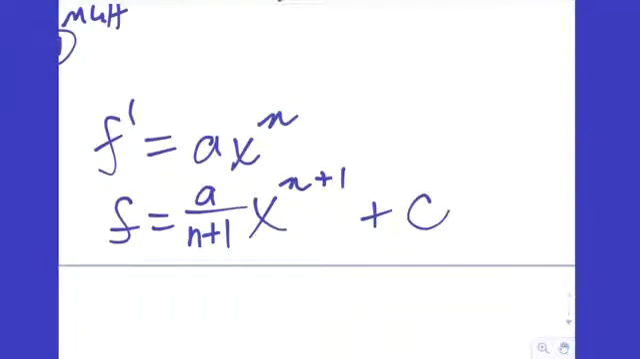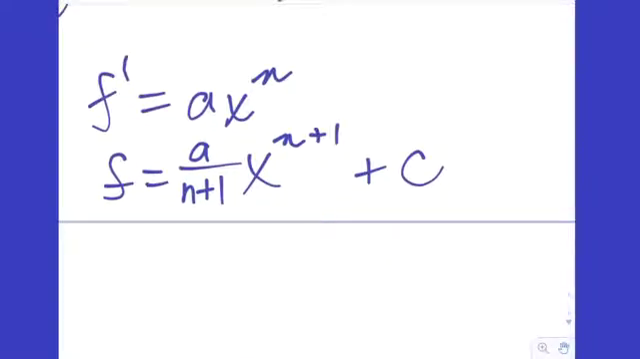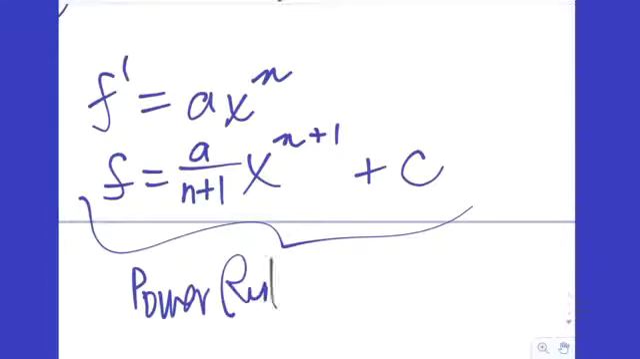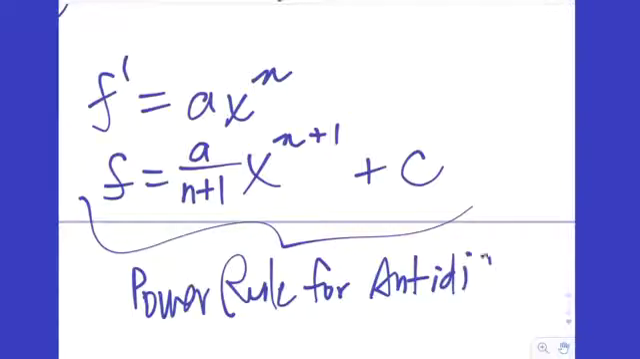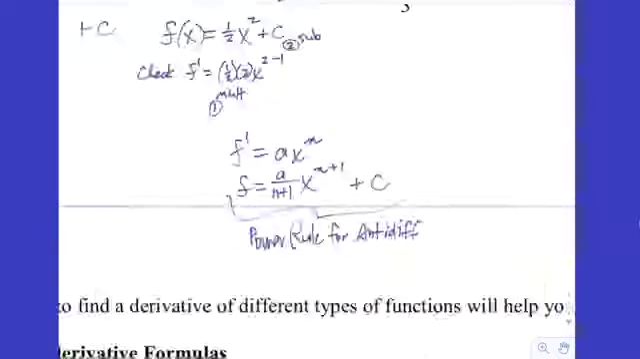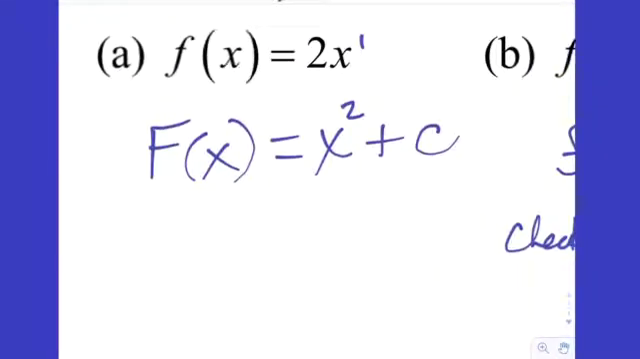Does that work? Well, let's check. What would be the derivative of the left side? F prime, that's good. If I multiply now, what happens with my n plus 1s? They divide out, and I'm left with ax to the n plus 1 minus 1, which is n. There you go. Congratulations. There is the power rule for anti-differentiation.